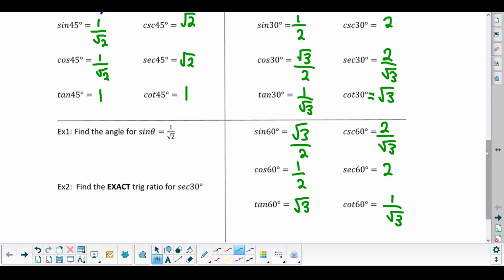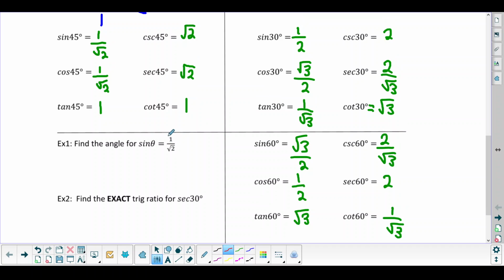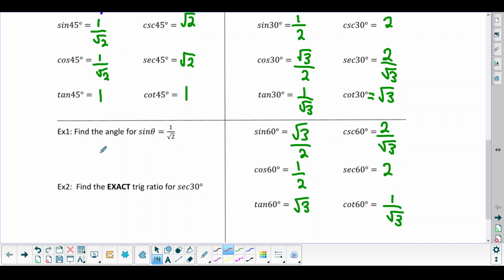Okay, so that's all of the 18 trig ratios for 30 degrees, 60 degrees, and 45 degrees. Okay, so let's see how we can use those every once in a while. So here, for this first example, we want to know what the angle is that gives, when I take the sine of it, I get 1 over root 2. Okay, so we could look. So sine of 30 degrees gives me 1 over 2. Sine of 60 degrees gives me root 3 over 2. And sine of 45 gives me 1 over root 2. Okay, so then the angle must be 45 degrees. So we can say theta is 45 degrees.